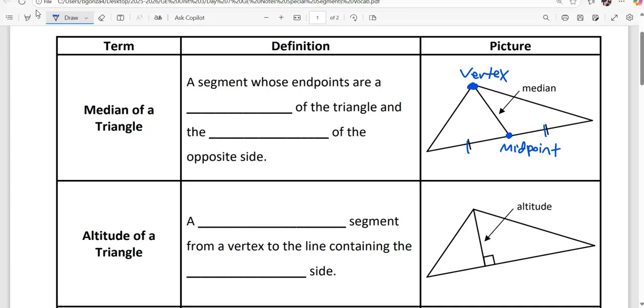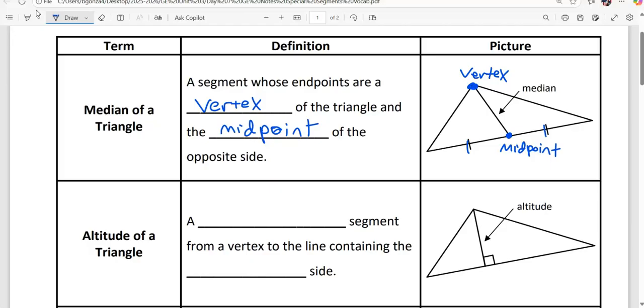So whenever you have a segment whose endpoints are a vertex of a triangle and the midpoint of the opposite side. Cool? So if you're ever wondering what's a median, look at your notes. It's in the picture. Vertex to midpoint.